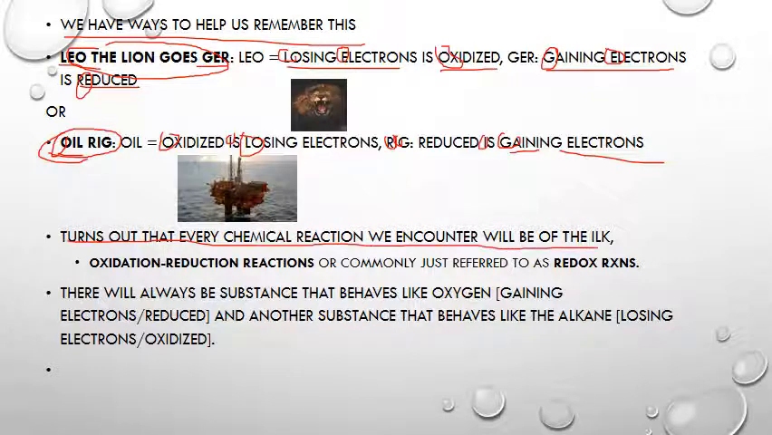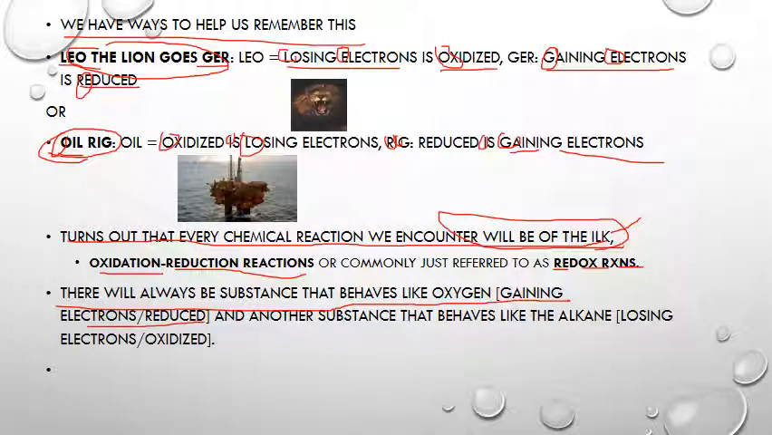Okay, so oil rig and Leo. All right, it turns out that every chemical reaction we encounter in our lives, unless you go to a nuclear power plant, will be of this ilk. That means kind. So what we call them is oxidation reduction reactions, or commonly called redox reactions. There will always be a substance that behaves like oxygen, gaining electrons or being reduced, and another substance that behaves like the alkane and loses electrons.